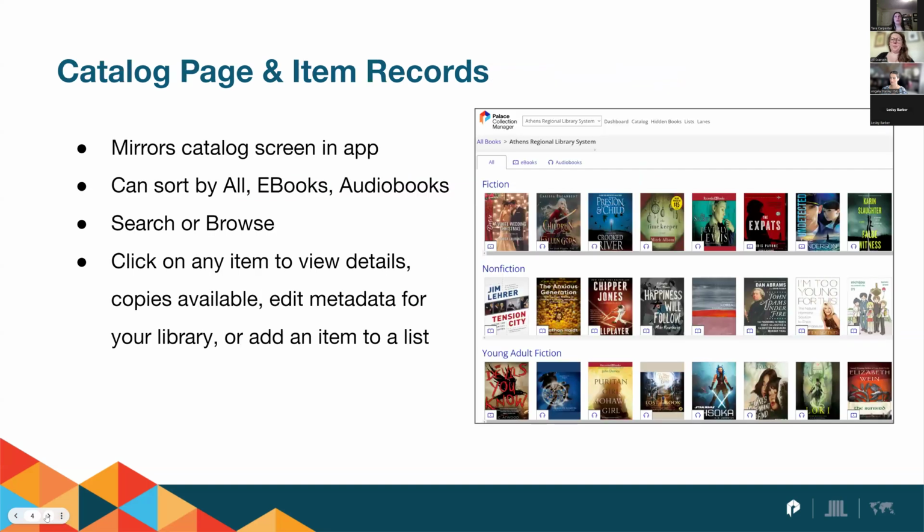So when you log in, first you'll see the catalog page, which is kind of like your home page. This mirrors the home page or catalog page that you see in the app. So this is kind of your home base. And from here, you can go through the menu to navigate through all of the different aspects of the Collection Manager. From this page, you can sort by all ebooks or audiobooks if you want to have that filter on, the same way as you can in the app. You can search or browse, and you can click on any item to view the details, the copies available, to edit the metadata for your library, or add an item to a list. So I'll show you how that works when we get into the demo.